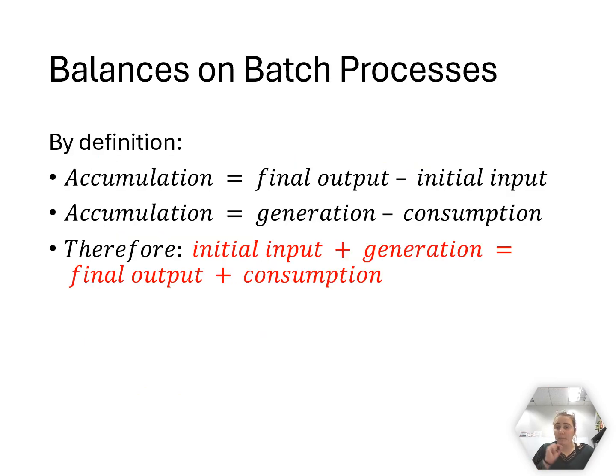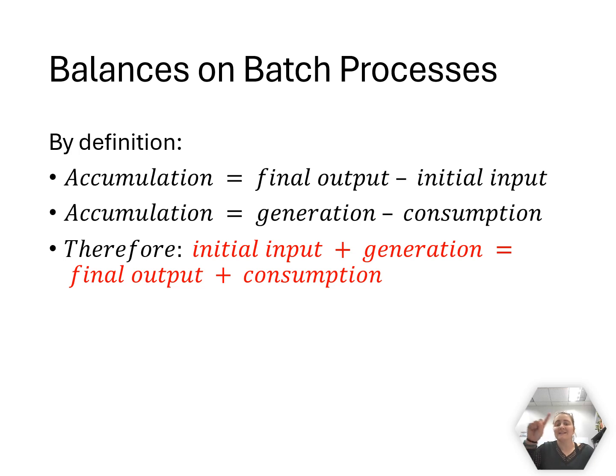We can also have batch processes, right? So by definition, in a batch process, the accumulation is the final output minus the initial input, and the accumulation can be thought of as the generation minus the consumption. So therefore, in a batch process, we can always say that the initial input plus the generation is equal to the final output plus the consumption.